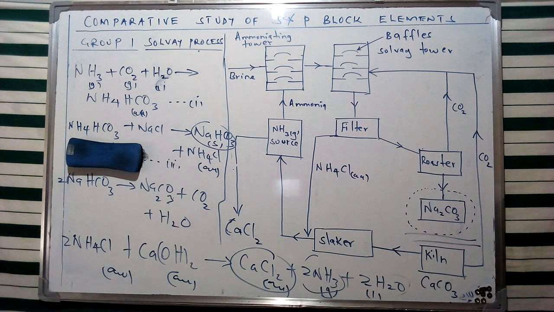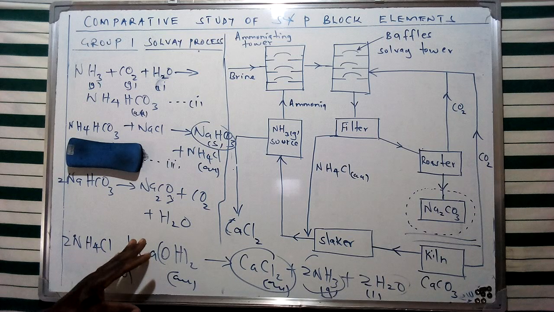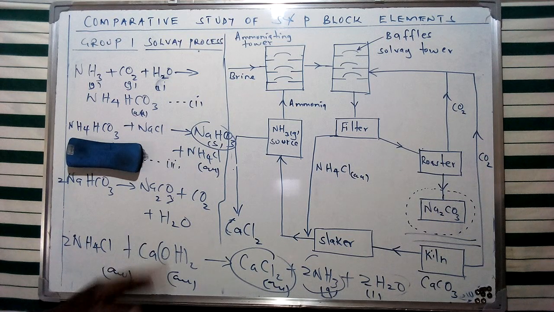Now, sodium carbonate finds various uses in our day-to-day lives, and I've just given a summary of the uses of this specific compound: manufacturing of glass, in laundries, and domestic uses in softening water, and in manufacture of chemicals, paper and textile industries, etc.